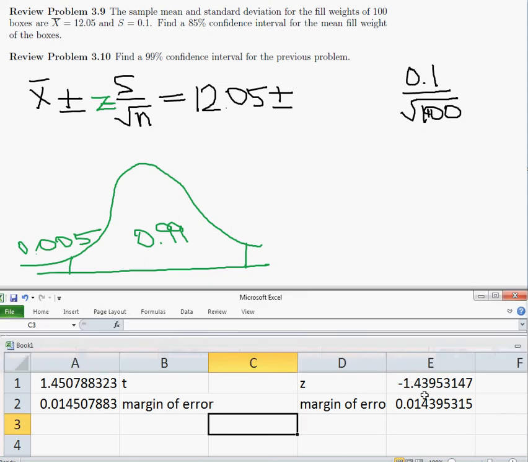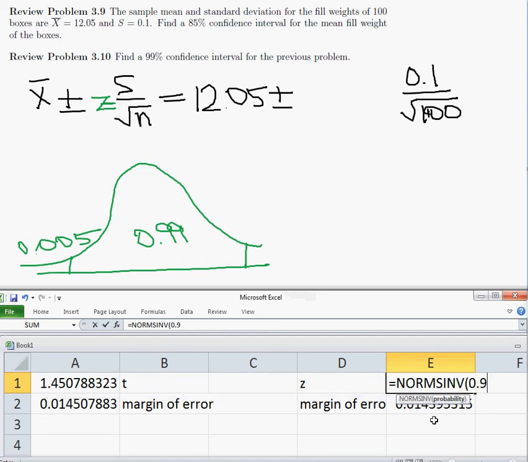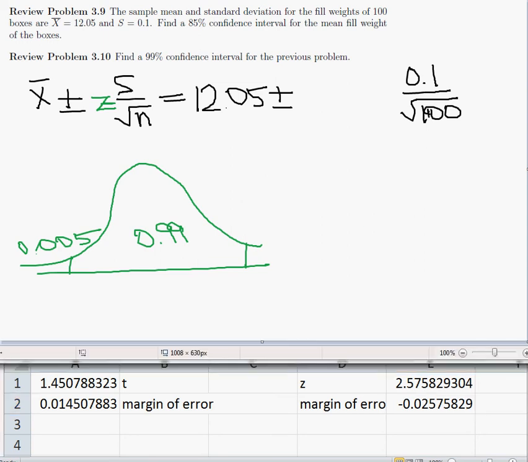So the z value that I would get this time would be norm.s.inv, but let me use 0.995 this time, so that 99.5% of the area lies to the left, so that I get the right edge of the shaded region, the positive number, so 2.5758. So the number here would be 2.5758. So 2.5758 falls here.